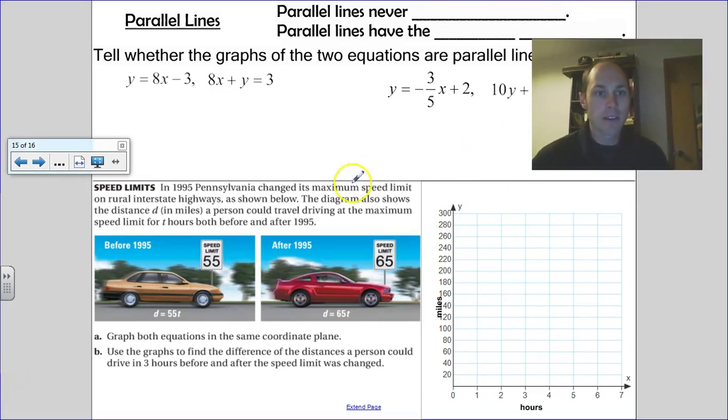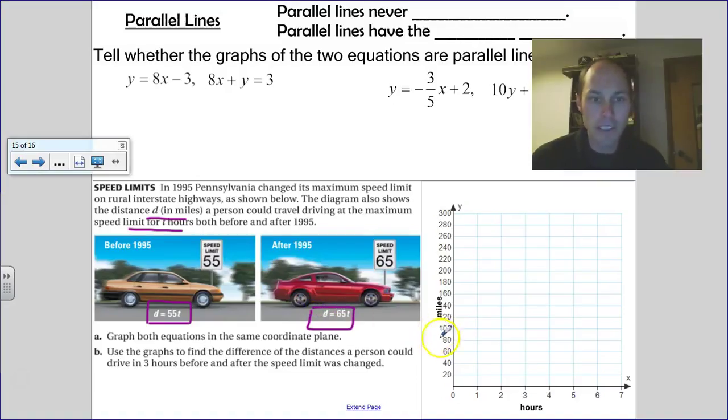And finally, let's take a look at this problem on the bottom. In Pennsylvania, they changed their maximum speed limit. The diagram shows distance d in miles a person can travel driving at the minimum speed limit of t hours before and after 1995. Before, distance was 55 miles per hour, after, distance is 65 miles per hour.